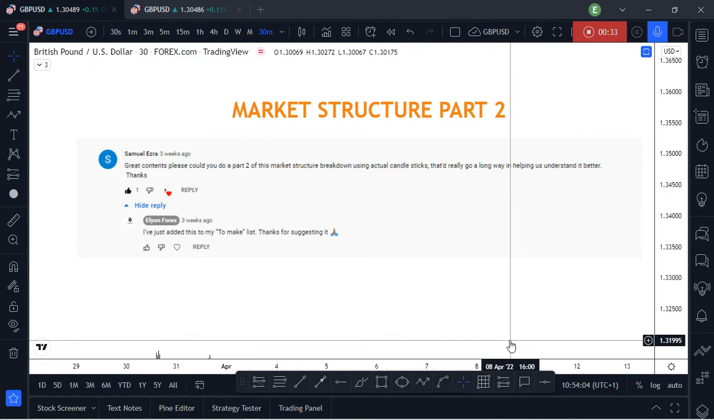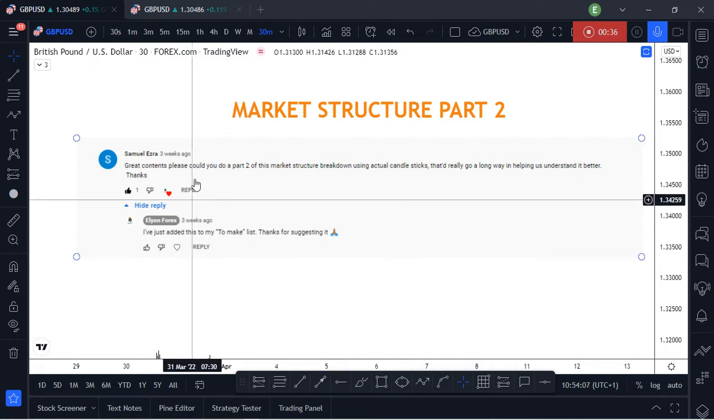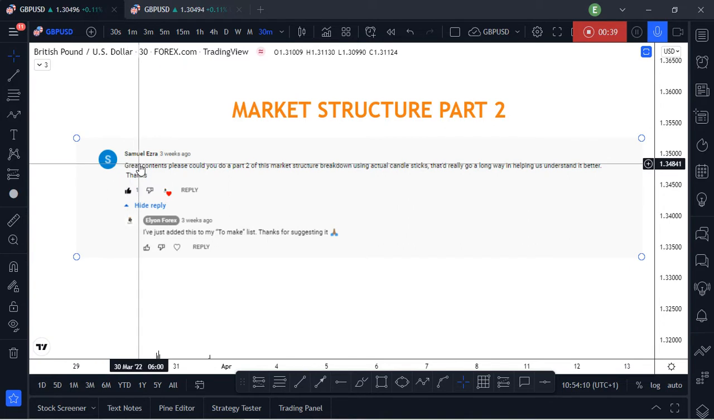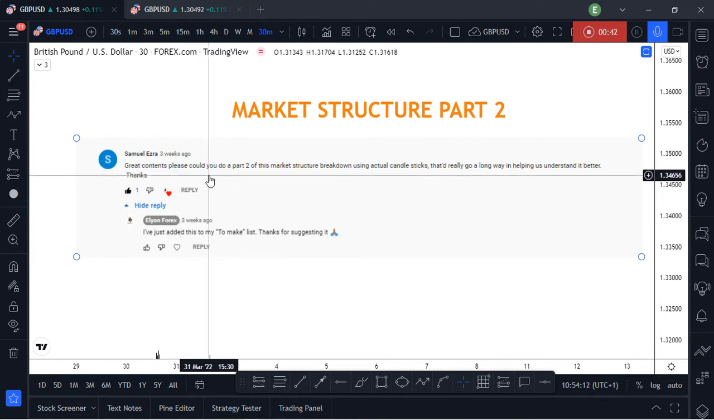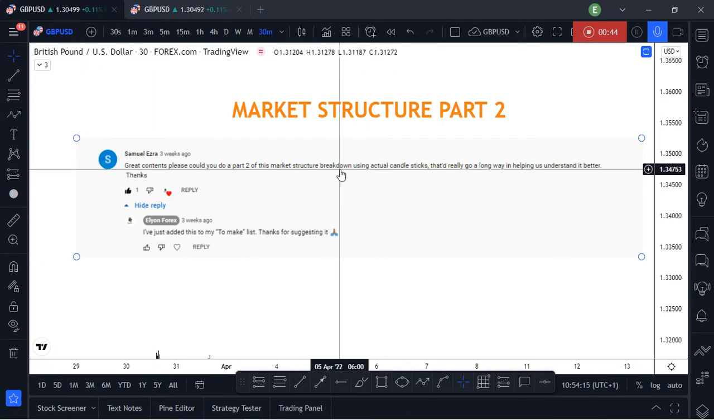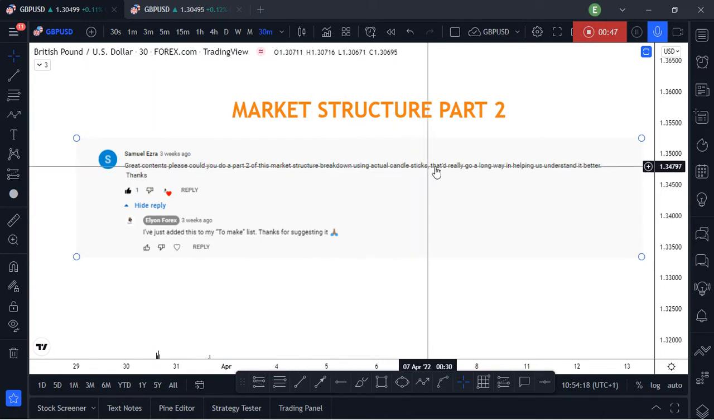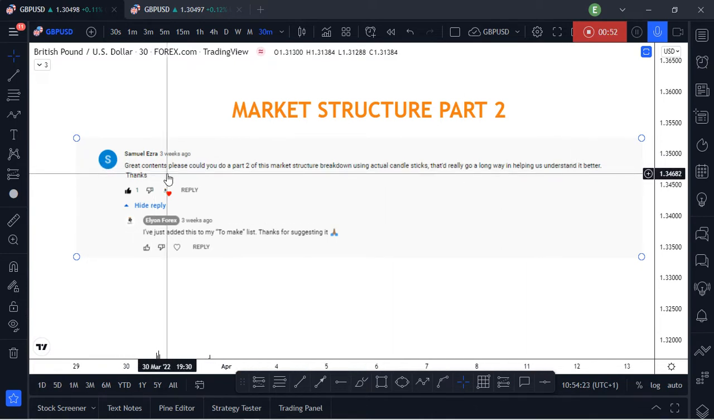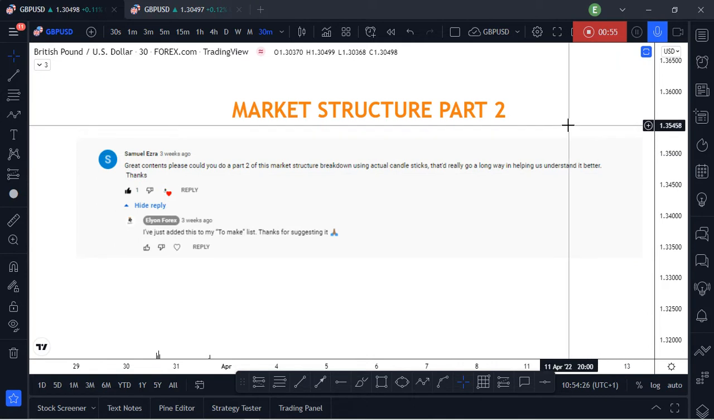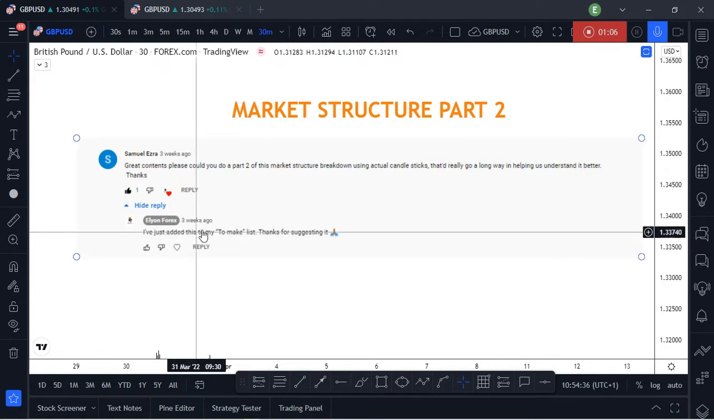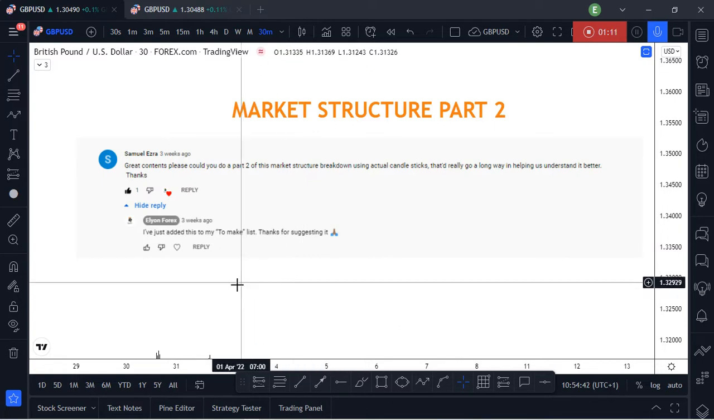As a result of that, I got a comment from one of our subscribers. The name is Samuel Ezra, and he said, "Great content. Please, could you do a part two of this market structure breakdown using actual candlesticks? That will really go a long way in helping us understand it better. Thanks." And I actually agree with him, which is why I'm doing a part two video on market structure using actual candlesticks. As you can see, I said I've added this to my to-make list. Thanks for suggesting it. So that is what we are here to do today, market structure.